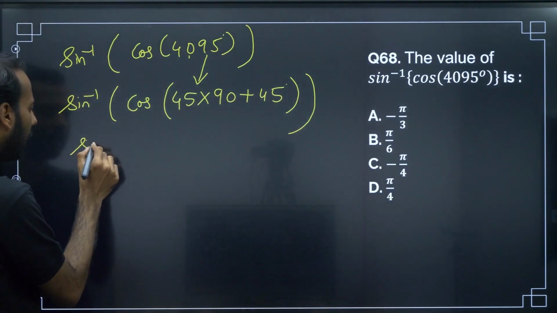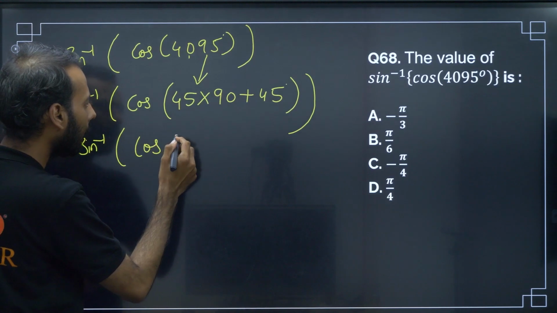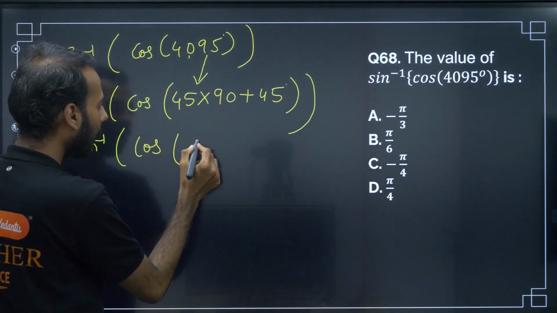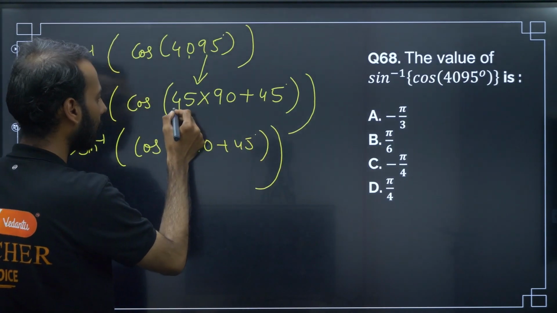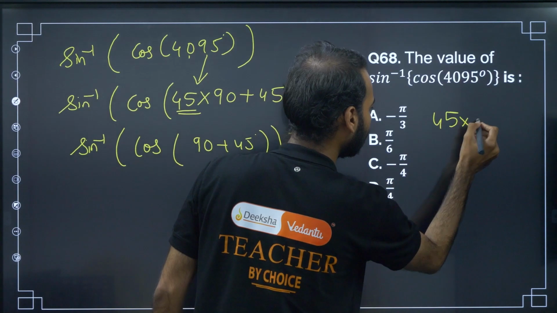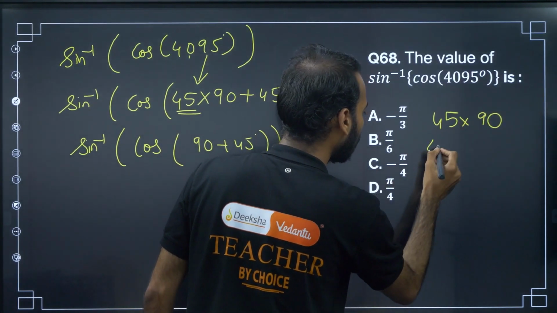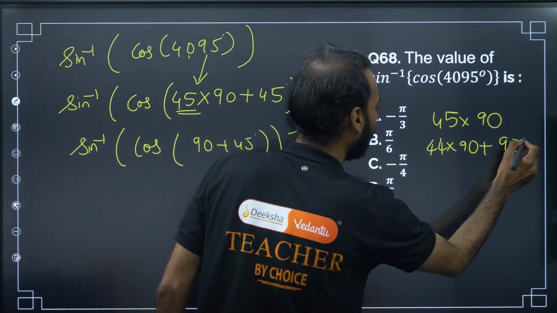Next, let me write sine inverse as it is. Same thing only, cos also as it is, 45 into 90. I am just writing this as 90 plus 45. Now you will ask, sir, what about this 45? See here, 45 into 90. For this we can write as 44 into 90 plus 90.